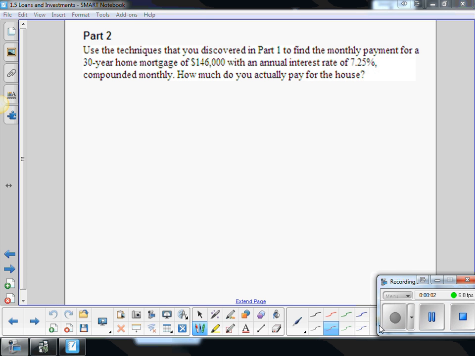Okay, this is part 2 of the investigation for 1.5, and it says to use the techniques that we discovered in part 1 to find the monthly payment for a 30-year home mortgage of $146,000 with an annual interest rate of 7.25% compounded monthly. So this is a loan, so we're going to use the formula U sub 0 equals 146,000. It's called the principal.